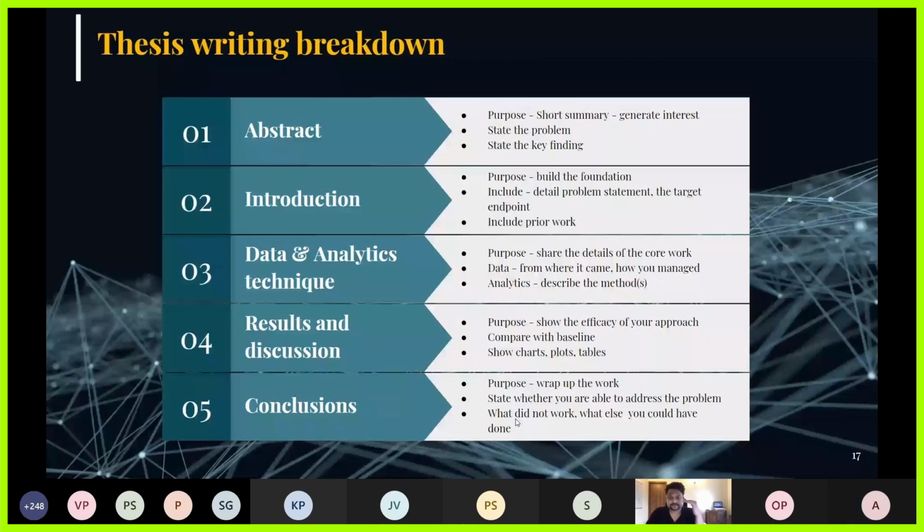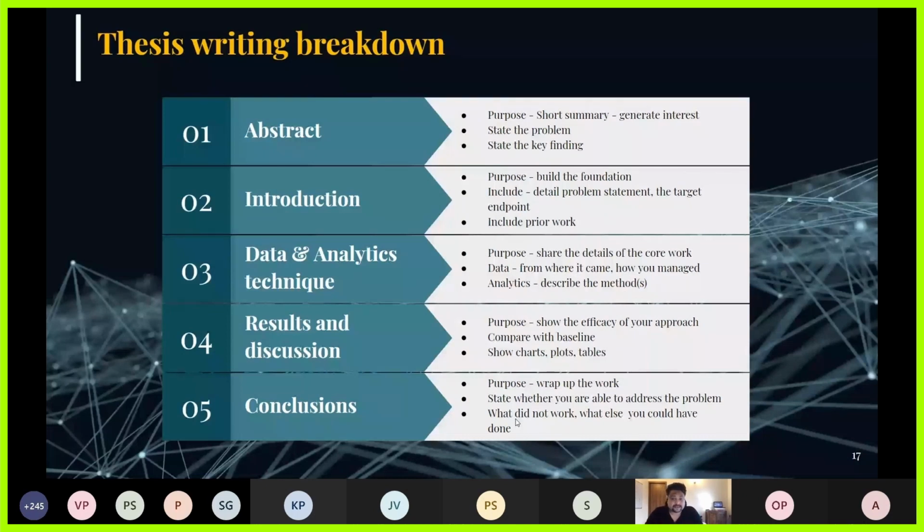Abstract. Abstract is where you put a short summary, and you should write it in such a way that you can generate interest. Because if you have a thesis of so many pages and you do not generate enough interest, people are not going to read it. So you have to write the abstract in such a way that it generates enough interest so that people keep reading.